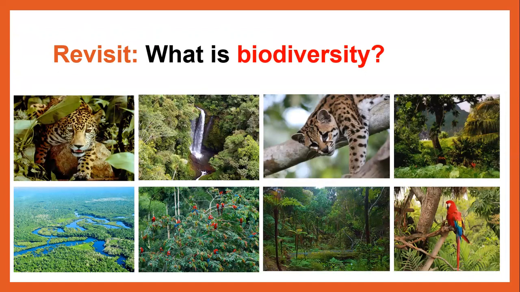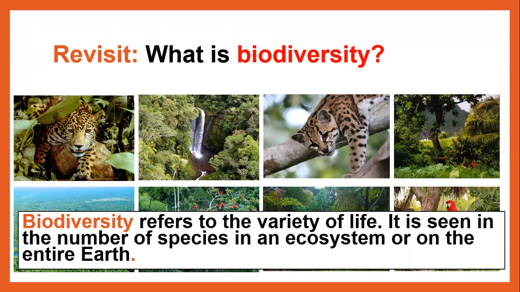So we're going to revisit what is biodiversity. If you see here, we looked at these pictures in our last lesson that we had online, and we can see that there is an array, a range of pictures across and down of different images from the rainforest. We can see the cheetahs, we can see rainfalls, waterfalls, we can see the different birds that live there and the different types of trees. So biodiversity refers to the variety of life. It is seen in the number of species in an ecosystem or on the entire Earth.